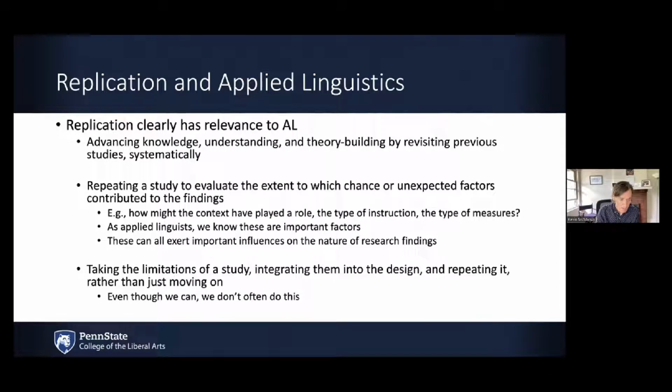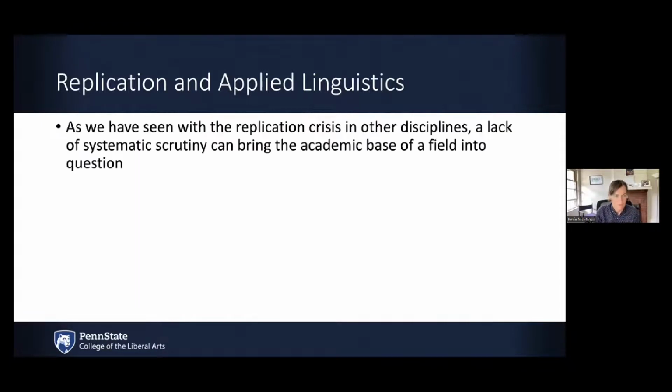Another way to think about it is taking the limitations of a study. We have studies now which more clearly acknowledge the ways in which a study is limited. Instead of just moving on, we can integrate those into the design of our next research project, and then repeat it rather than just moving on to the next thing. Even though we can do that, we don't do that. It's not a part of our research culture for whatever reason.